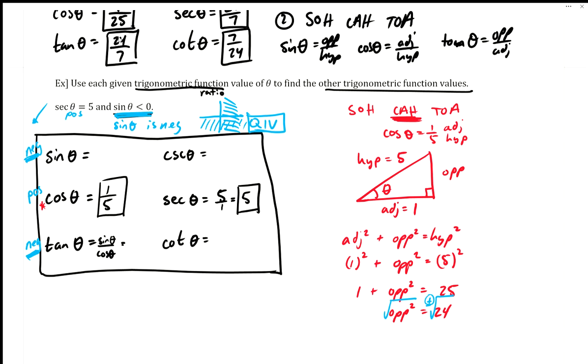Okay, so I'm choosing the positive. So we have the square root of 24. Now we can't do that square root. However, we could simplify it.